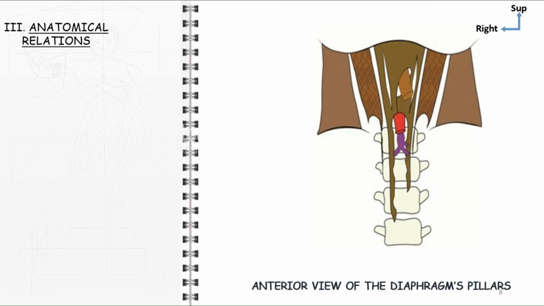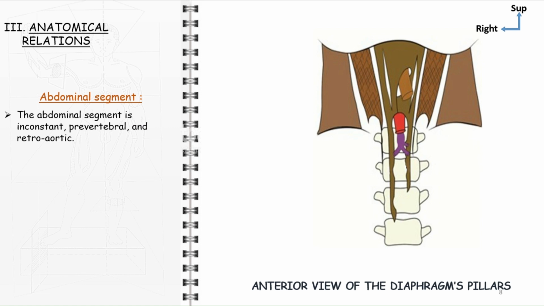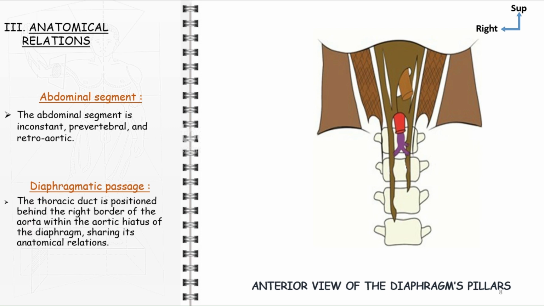Let's tackle the anatomical relations of the thoracic duct, starting with its abdominal segment. This segment is inconstant, prevertebral, and retroaortic. On its diaphragmatic passage, the thoracic duct is positioned behind the right border of the aorta within the aortic hiatus of the diaphragm, sharing its anatomical relations.